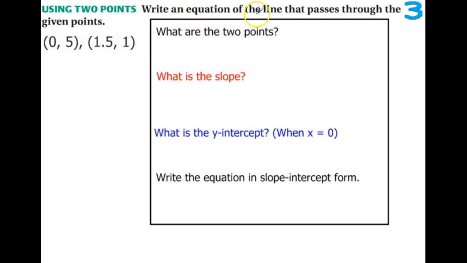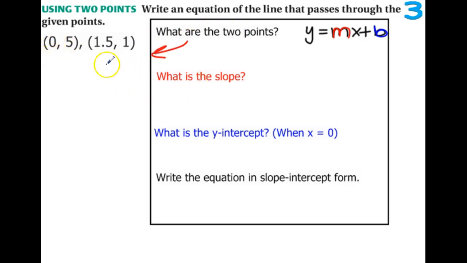Next, we are going to write an equation of the line that passes through the given points. So we're still writing an equation in the form y equals mx plus b. We just need to find m and find b based on the information that they give us. So first, here are some questions to help guide our journey to finding this equation. First it says, what are the 2 points? And our 2 points, I'm not going to relist them because they're right there.